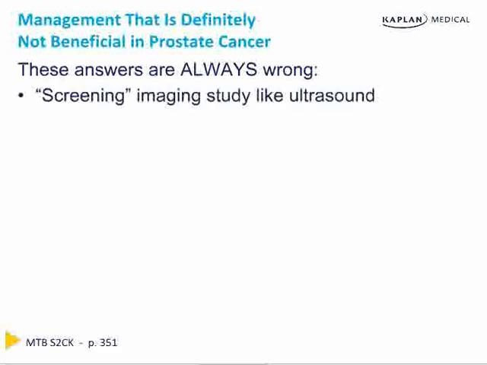First, screening for prostate cancer is controversial enough, but using imaging like prostate ultrasound or pelvic CT scan is never indicated for prostate cancer screening. Prostate ultrasound is not a screening test. What it's used for is to localize lesions to biopsy when the prostate-specific antigen, or PSA, is found to be high or rising.